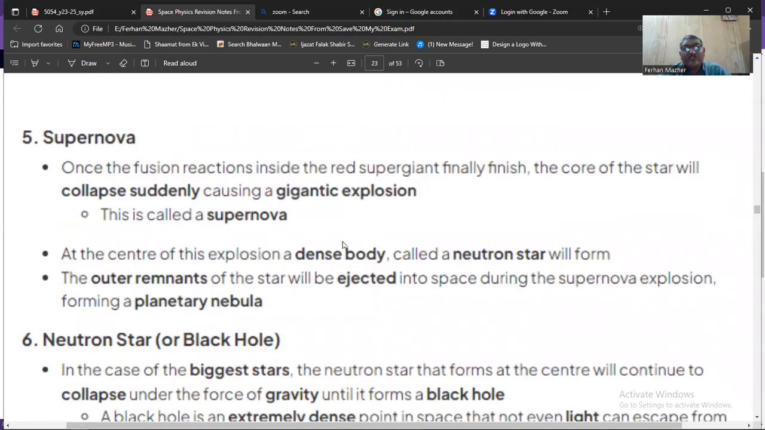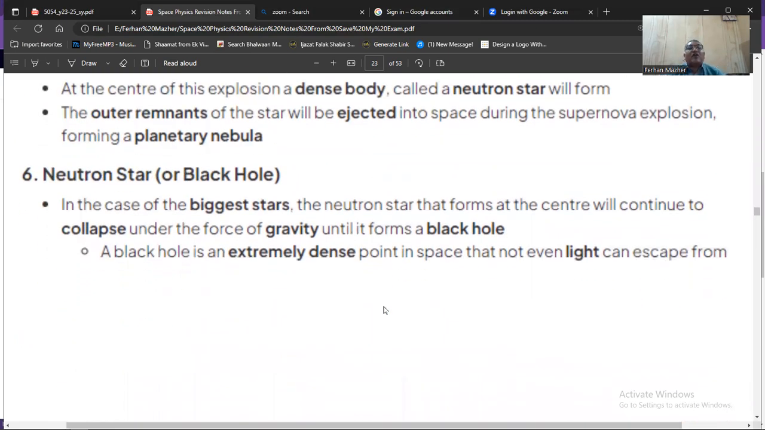After the red supergiant comes the next stage in the life of a star, which we call supernova. Once the fusion reaction inside the red supergiant finally finishes, the core of the star will collapse suddenly, causing a gigantic explosion. This is called a supernova. At the center of this explosion, a dense body called a neutron star will form. The outer remnants of the star will be ejected into space during the supernova explosion, forming a planetary nebula. Then we will have a neutron star or a black hole.